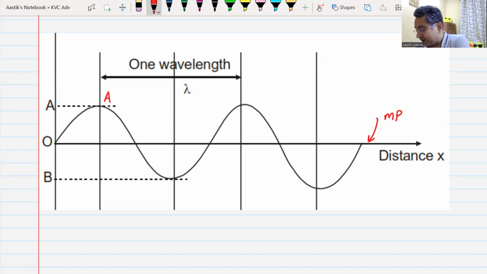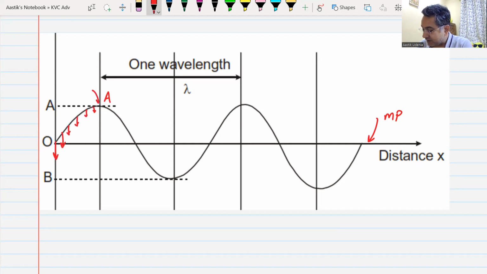Now we were trying to find out what will be the direction of velocities of these particles between O and A, and there will be infinite number of particles. Where are they moving? Are they moving away from the origin, or towards their mean position? Towards the mean position. So from O to A, the particles are moving like this, towards their mean position.